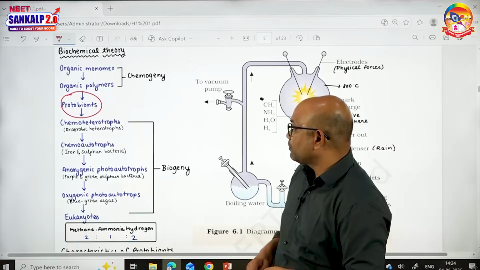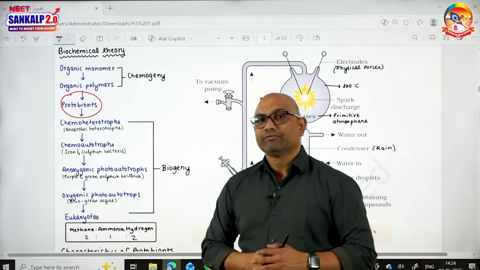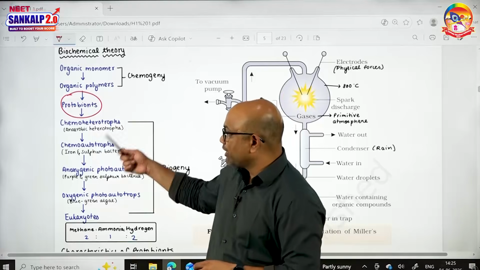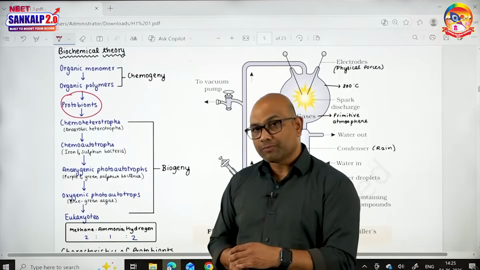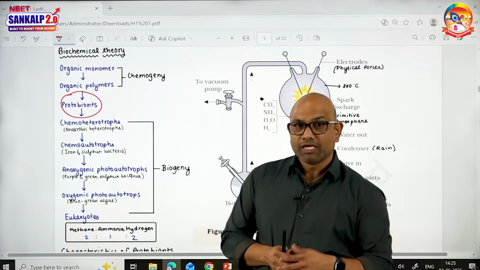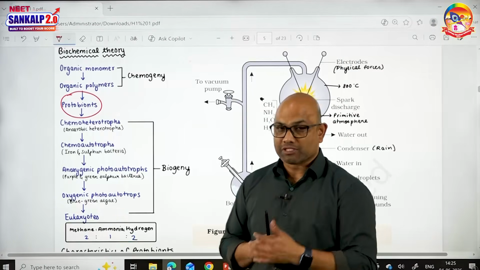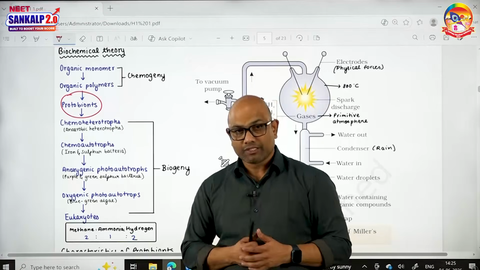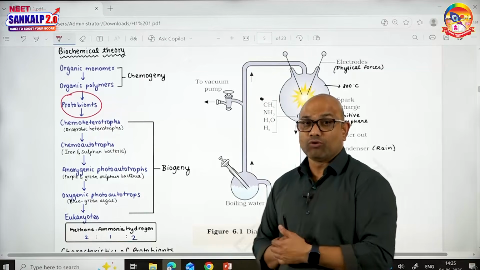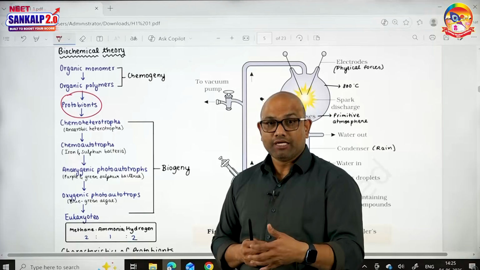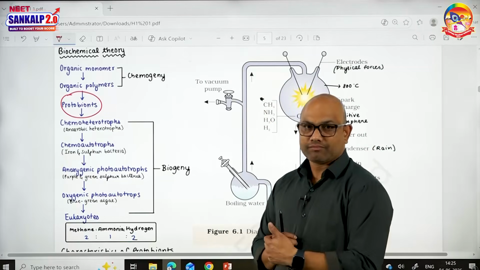From chemoheterotrophs, slowly chemoautotrophs evolved. What is the difference between chemohetero and chemoauto? Chemoheterotrophs simply absorbed glucose from the surrounding water and produced energy by fermentation in an anaerobic process. But chemoautotrophs are able to synthesize their own carbohydrates by using the energy from the breakdown of chemicals.